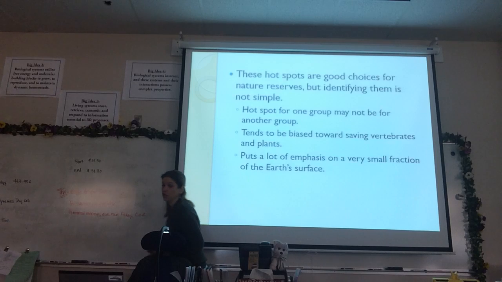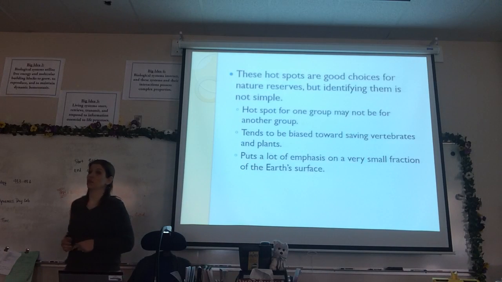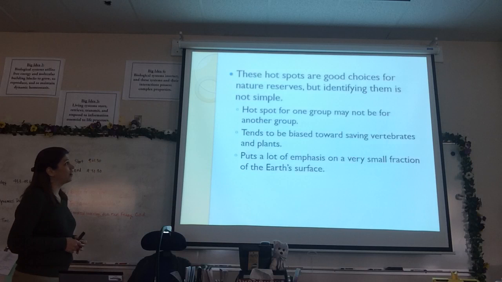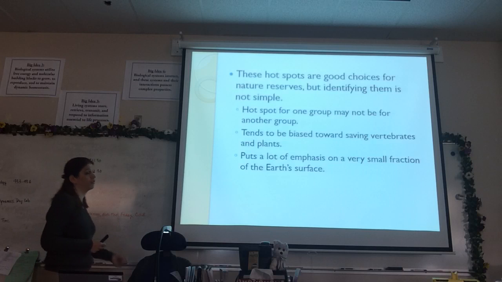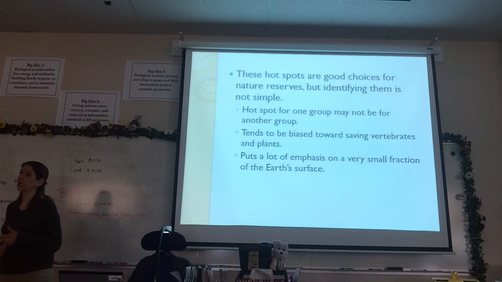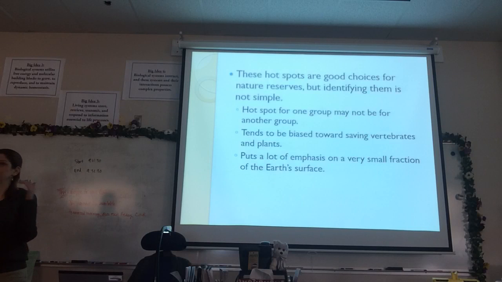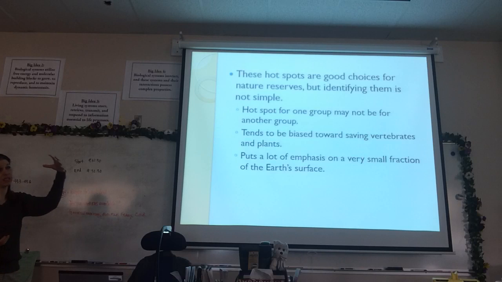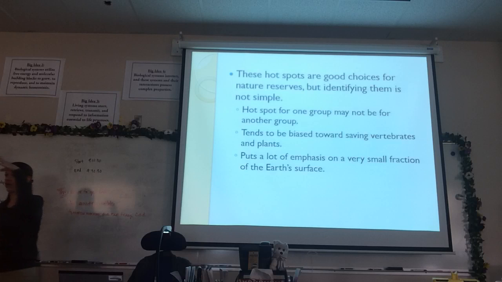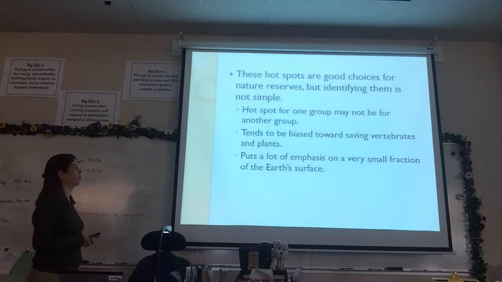Hotspots are good choices for nature reserves or preserves in order to help save species, but identifying a hotspot is not an easy thing. A hotspot for one group of organisms may not be for another group of organisms, and identifying hotspots tends to be biased towards saving vertebrates and plants. Turns out we don't really care much about saving bugs. But you have to have the bugs because they're toward the bottom of your ecosystem, right? And so we have to be careful about putting too much emphasis on the organisms on the top of the food webs without supporting them sufficiently throughout the bottom of the food web also.